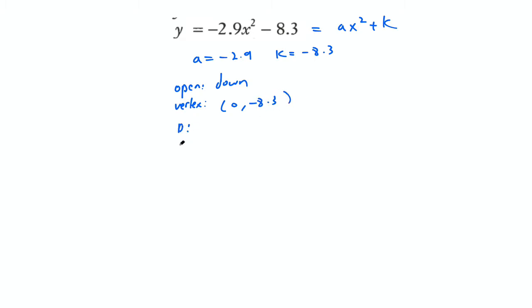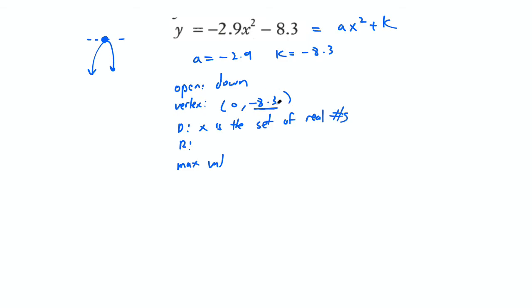Okay, so for the domain and range, the domain of any parabola is going to be x is the set of real numbers. As for the range, we need to first figure out the max or min value. Because we have a downward facing parabola, this point right here is the vertex, and the y value of the vertex will be a maximum value, okay? So we'll have a maximum value because we have a downward facing parabola.